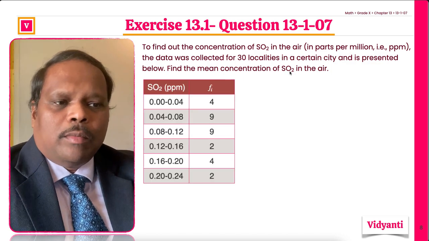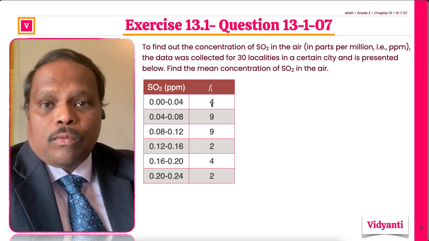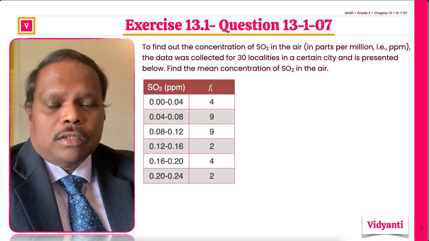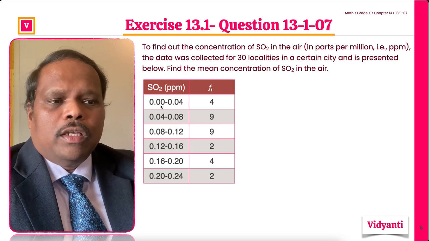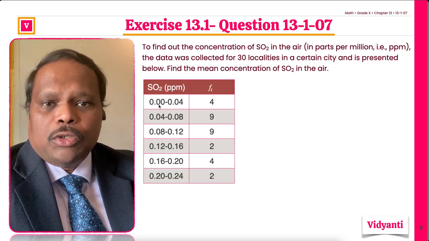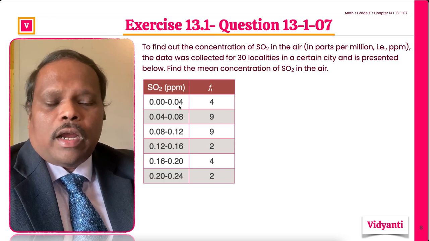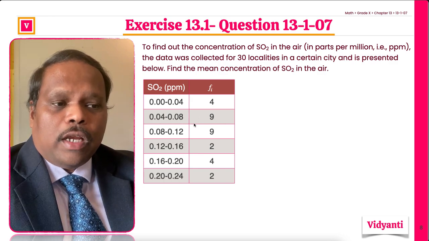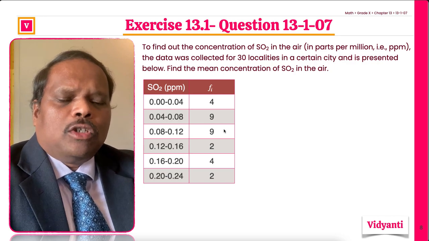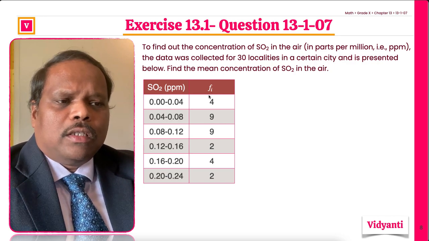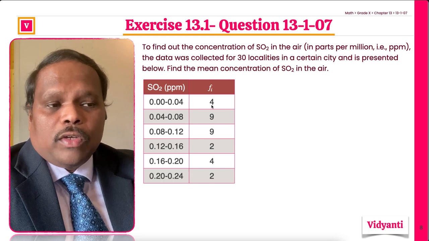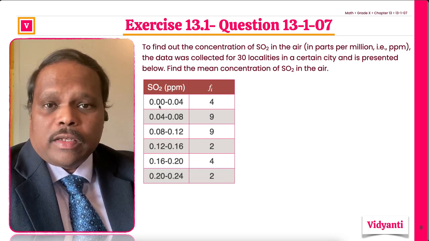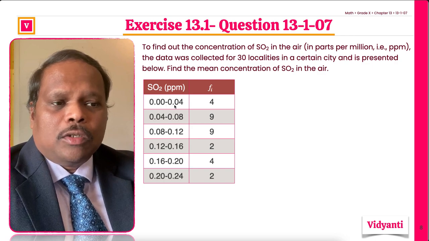And you have been given some table. There are 4 such localities whose sulfur dioxide concentration is between 0.00 and 0.04, and 9 such localities between 0.04 and 0.08, and so on. So here we are going to use the weighted average method. Now we don't know whether these 4 are exactly where they are. They are somewhere in this range, 0.00 and 0.04.